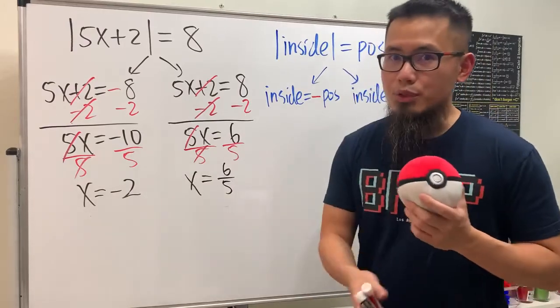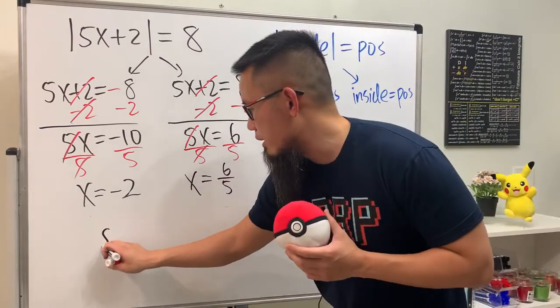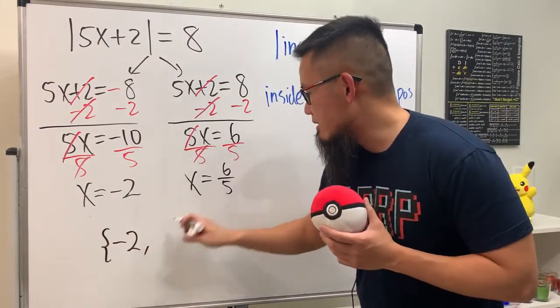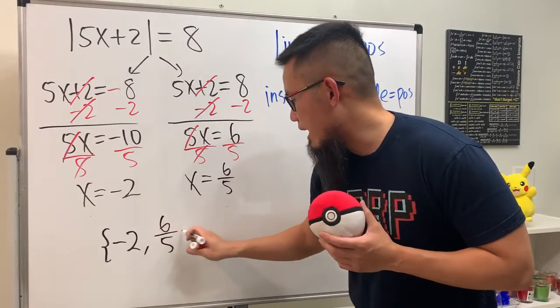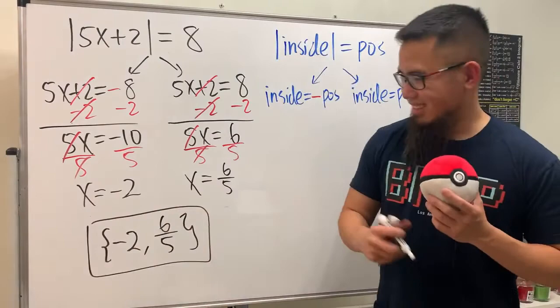And if you look at the answer choices, they put the answers in the solution set. So I will do that for you guys as well. So the solution set, we have -2, and then the other answer is 6 over 5. And you know it. That's it.